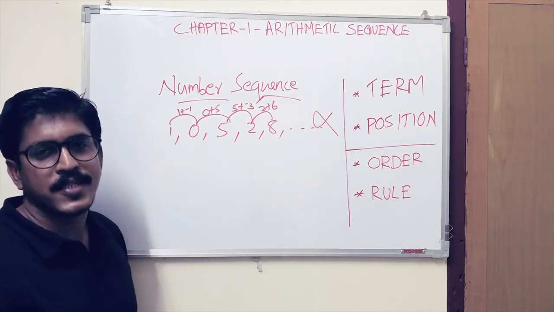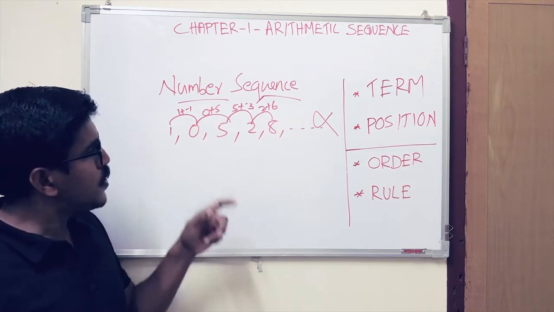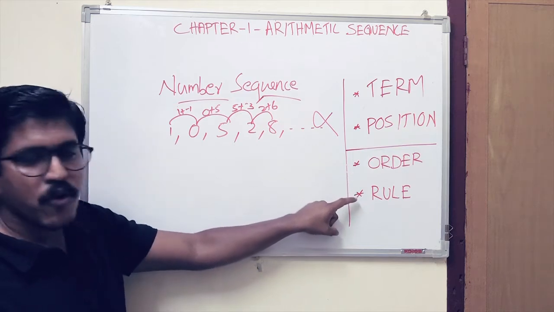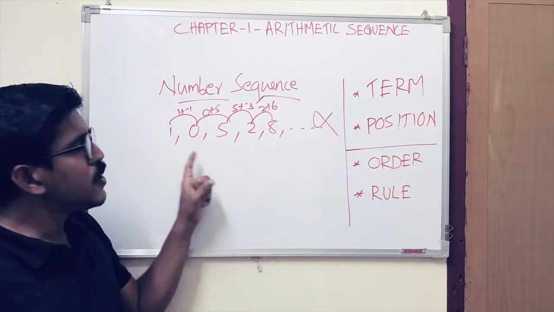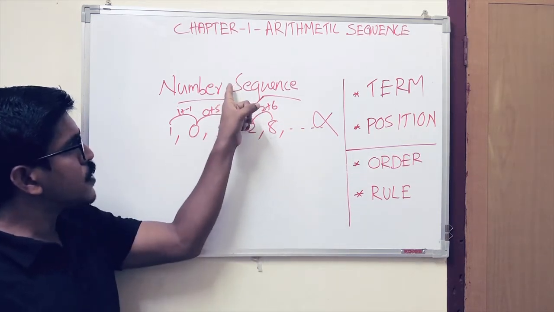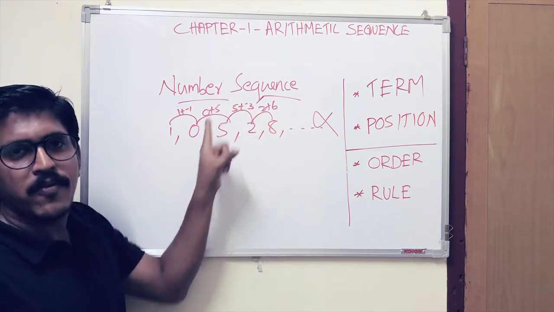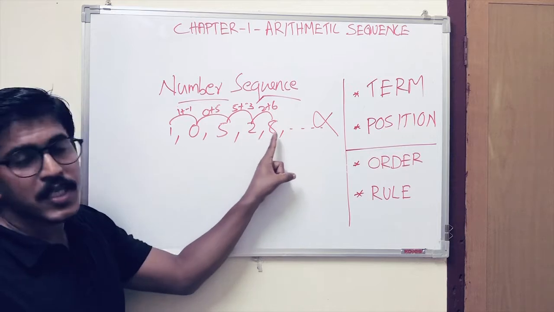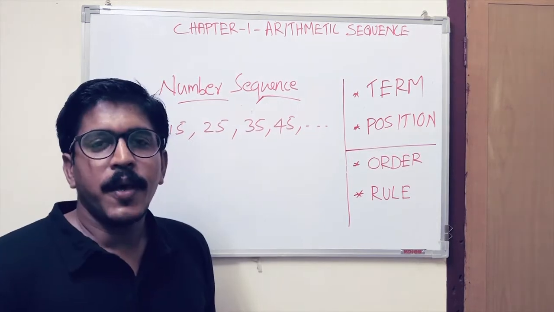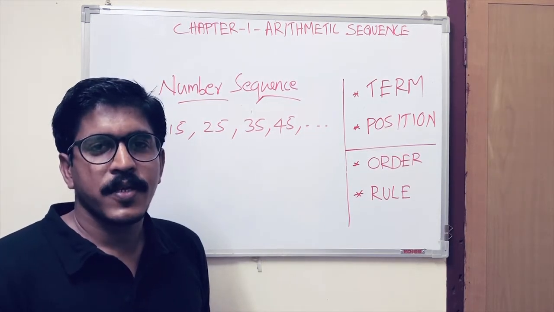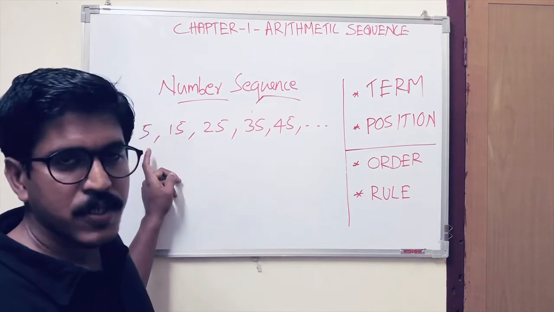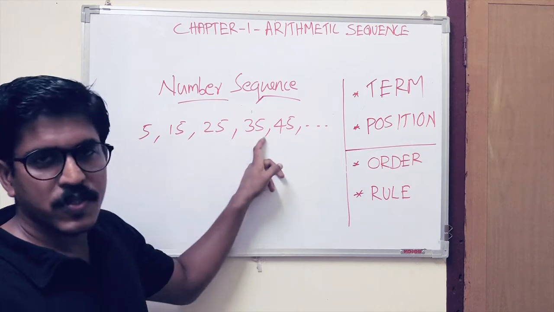I conclude here that if a set of numbers has a specific order followed by some rule, then that set of numbers is a sequence. And one more thing, in any sequence we can always predict the next term. A number sequence can be derived in many different ways. We can check one example here. This is a number sequence.